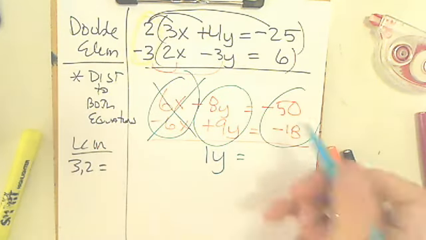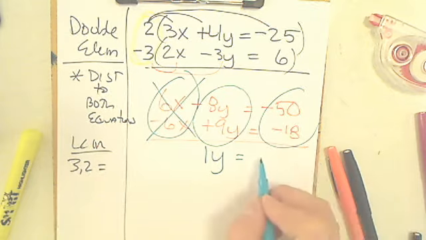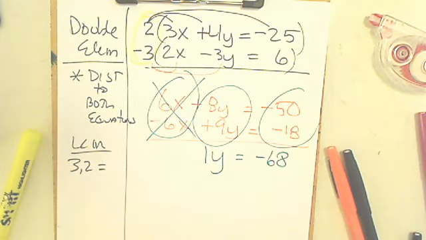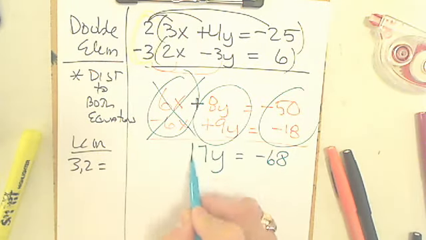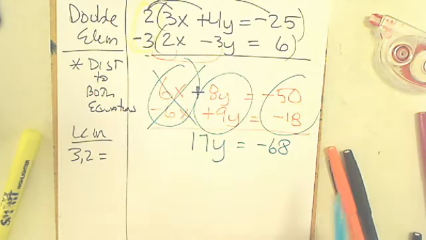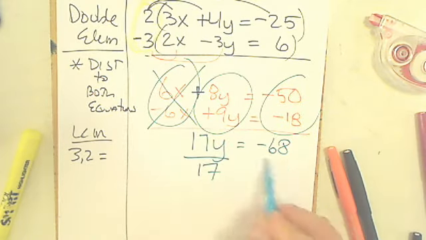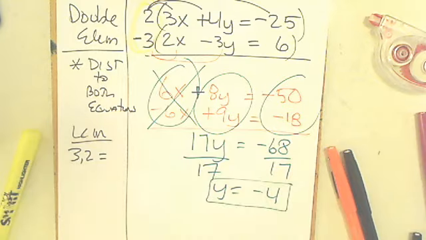If I owe you $50 and I owe you $18 more? That's I owe you. 8 plus 9 is 17. Oh, that's a plus sign. I'm sorry. I didn't see that. My bad. Divide by 17. Negative 4. Sorry. Questions on how we got negative 4?